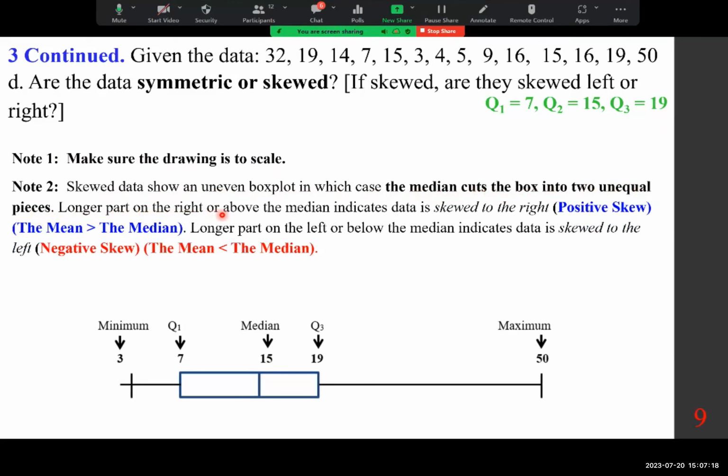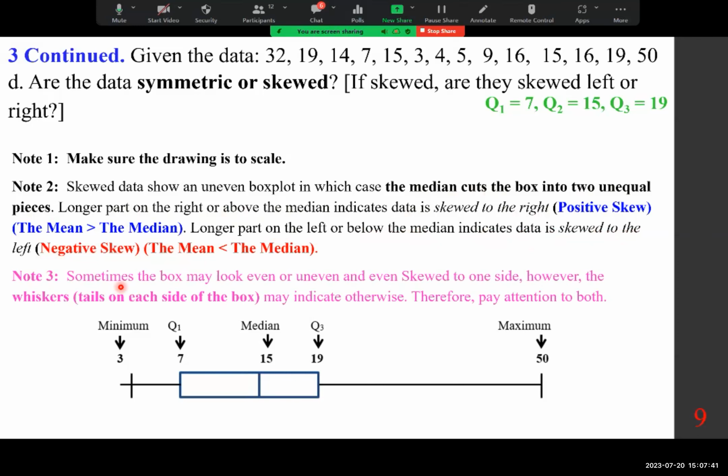A longer part on the right, or above the median, indicates the data is skewed to the right, or positive skew. That means the mean is larger than the median. A longer part on the left, or below the median, indicates the data is skewed to the left, called negative skew, or the mean is less than the median.